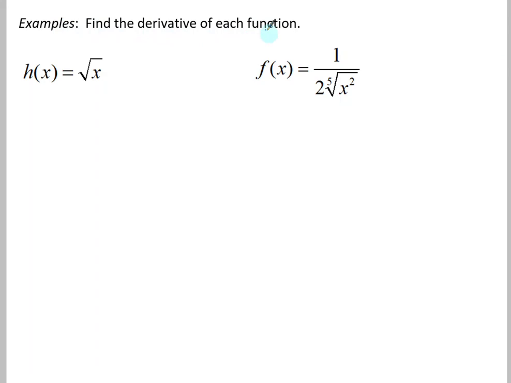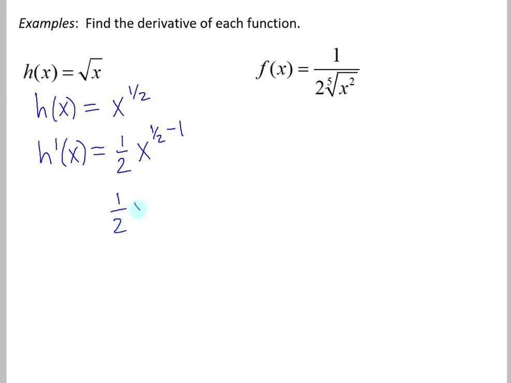Examples. Find the derivative of each function. Now this is a radical. H of x equals square root of x, but it can be rewritten with a rational exponent, x to the 1/2. Now we use our power rule for rational exponents. H prime of x, 1/2 multiplies in front, and subtract 1 from the exponent, 1/2 minus 1, or negative 1/2. Now this can be better written as 1 over 2x to the 1/2, but better yet, because the question was given with a radical, we give the answer with a radical. H prime of x equals 1 over 2 square roots of x.